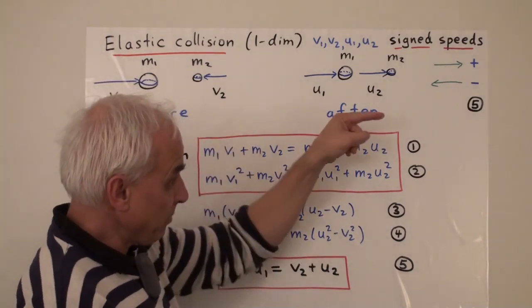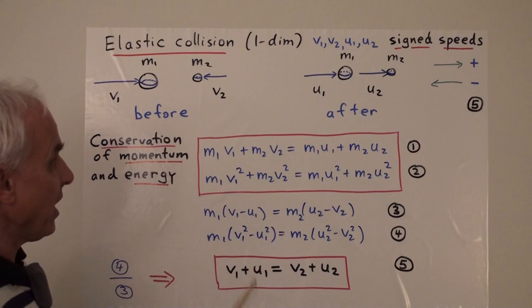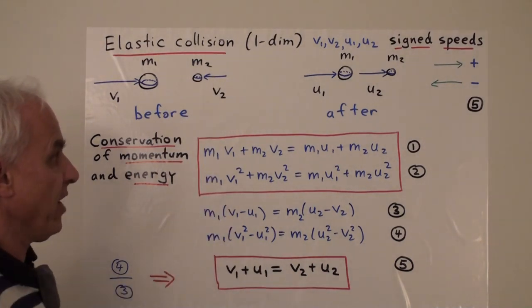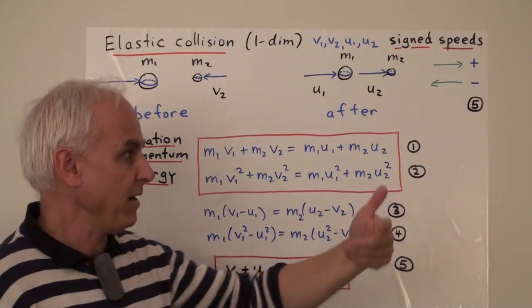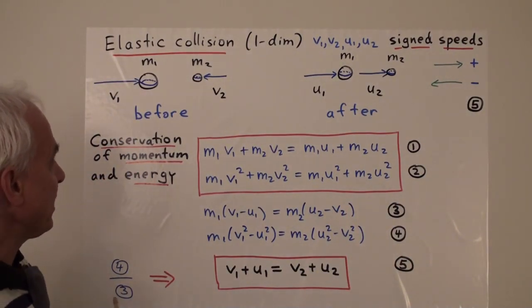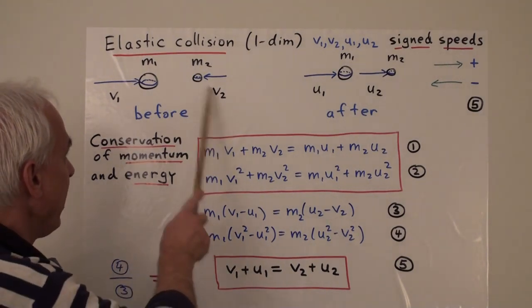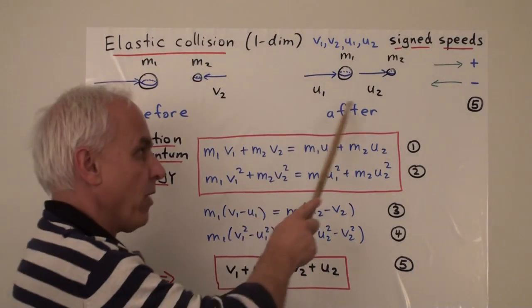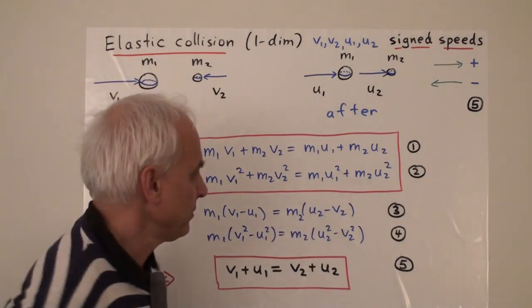So if we agree that this is the positive direction, then this will have a positive signed speed and this will have a negative signed speed. So we can talk about velocities as just being signed speeds or numbers. And our basic thing that we'd like to figure out is, if we know V1, V2, and M1 and M2, how do we figure out what the final velocities U1 and U2 are?